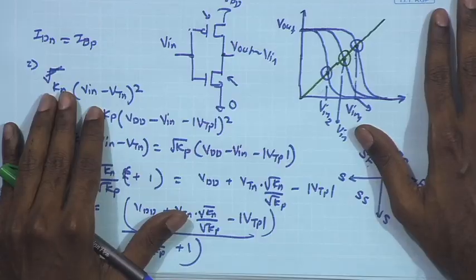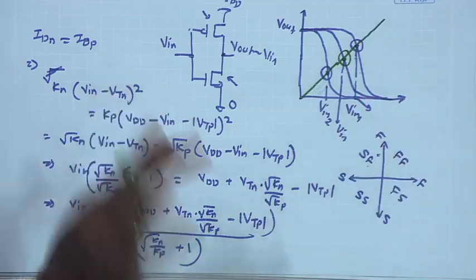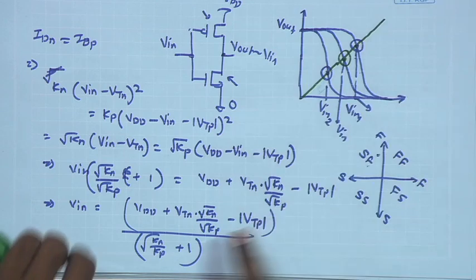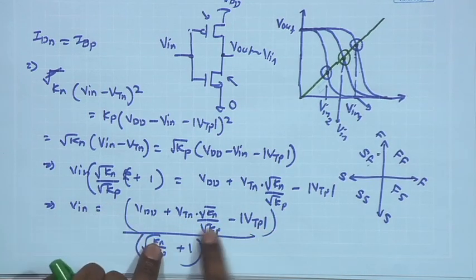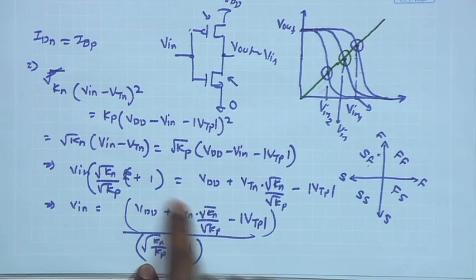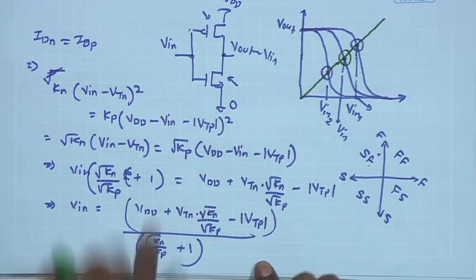So we should have clear information regarding the trip point. Once again, if I look at the trip point, and I'm talking about the W by L ratio, it is also important to intuitively see what is happening if I'm changing the W by L of N and P. So at this point, if I have the K N to K P ratio increasing, then that means that the trip point is going to go lower. Why is it happening? That also we can see.